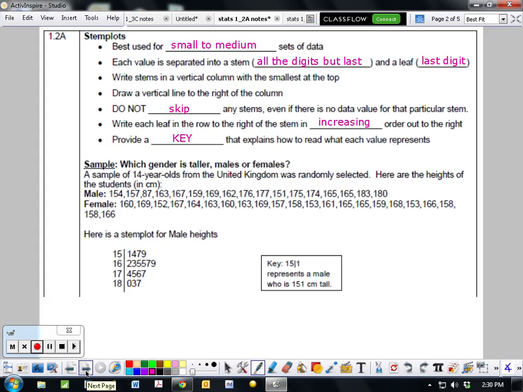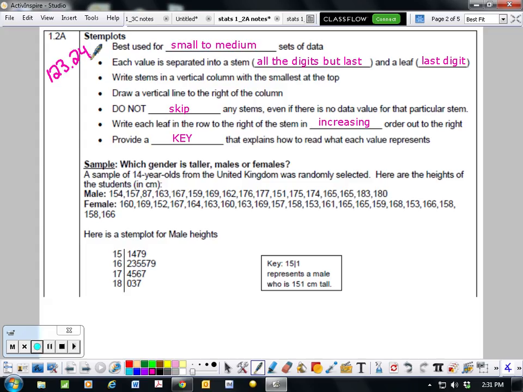Our stem plots are separated into two parts of the number. There's the stem, and then there's the leaf. The stem is going to include all the digits but the very last digit, and that last digit is going to be your leaf. So if I have a number like 123.24, the 123.2, that's our stem, but the 4 at the end would be our leaf. And then you can have different versions of that, but that's the main idea.